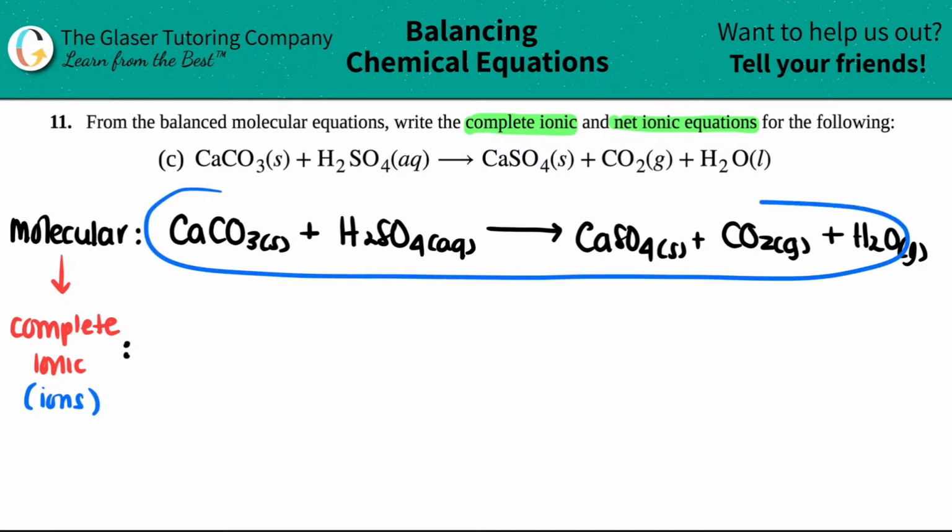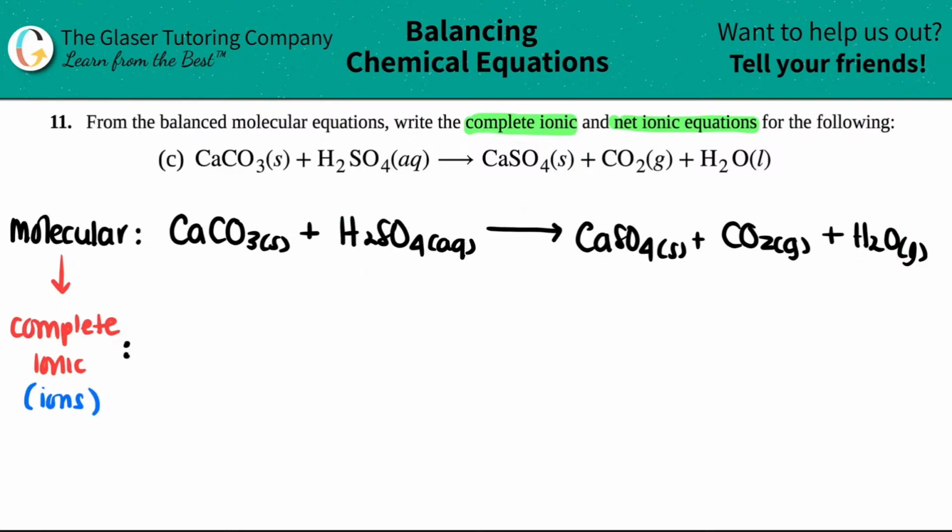So how do we go from a molecular to a complete ionic? The answer lies in what states these compounds are in. If I just group them together, it looks like I have a solid, an aqueous component, another solid, a gas, and a liquid. So I'll just put it in the same color. The key thing here is that if your compound is aqueous, aqueous means that you will dissolve in your solution. So you will dissolve, aka you will break down.